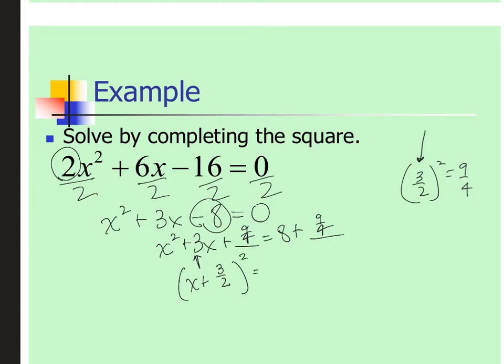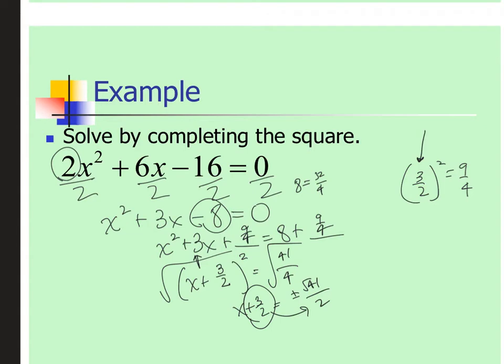All right, so let's see, 8 and 9/4. If I make that as an improper fraction, let's see, 8 is the same thing as 32/4. I add that to 9/4 and get 41/4. All right, and then I take the square root of both sides. So I have plus or minus rad 41 over 2. And I move this back to the other side. So I get -3 plus or minus rad 41 all over 2.